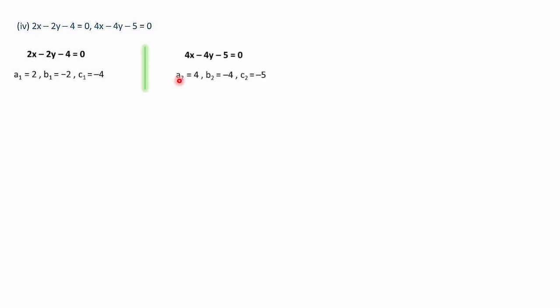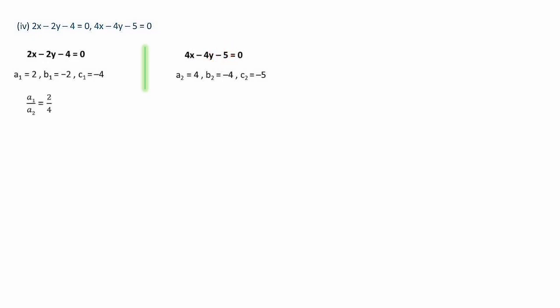Next, we shall discuss question number 4: 2x minus 2y minus 4 is equal to 0, 4x minus 4y minus 5 is equal to 0. Here both the equations are in standard form because the right side is completely 0. Let's write a1, b1, c1. From here a1 is 2, b1 is minus 2 and c1 is minus 4. For the second equation, a2 is 4, b2 is minus 4 and c2 is minus 5.